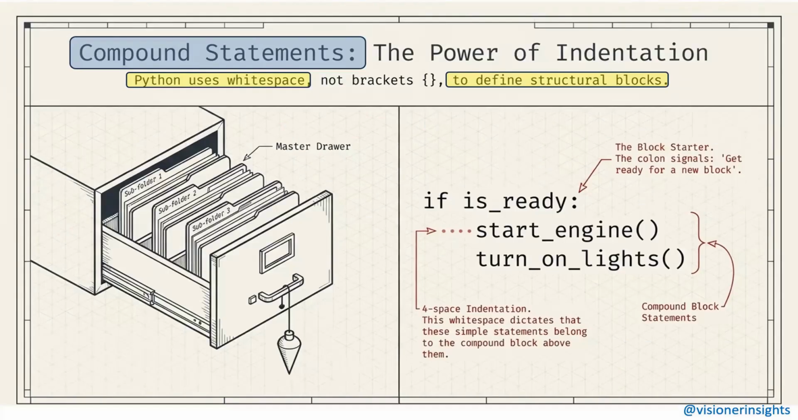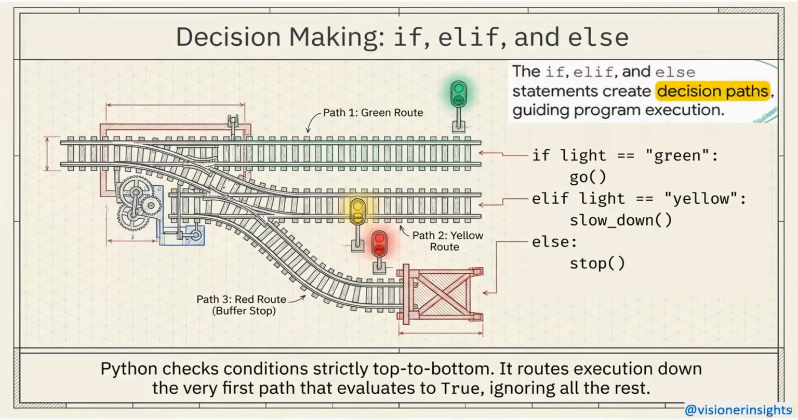Our first big example of this is the if statement, and honestly, the railway switch analogy is perfect. Your program is the train chugging along the tracks. It gets to an if switch and checks a condition. If it's true, it veers onto that path and completely ignores the other tracks. If it's false, it just keeps going to the next switch, the elif. The key is, it will only ever follow the first true path it finds.